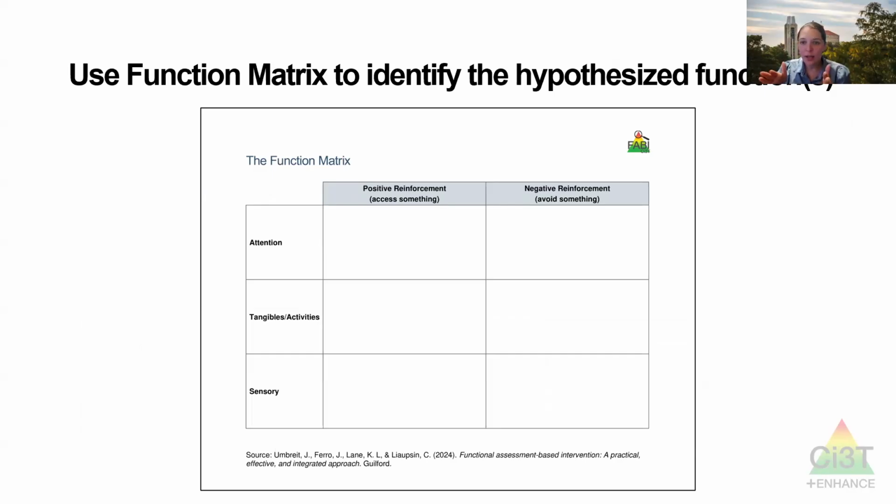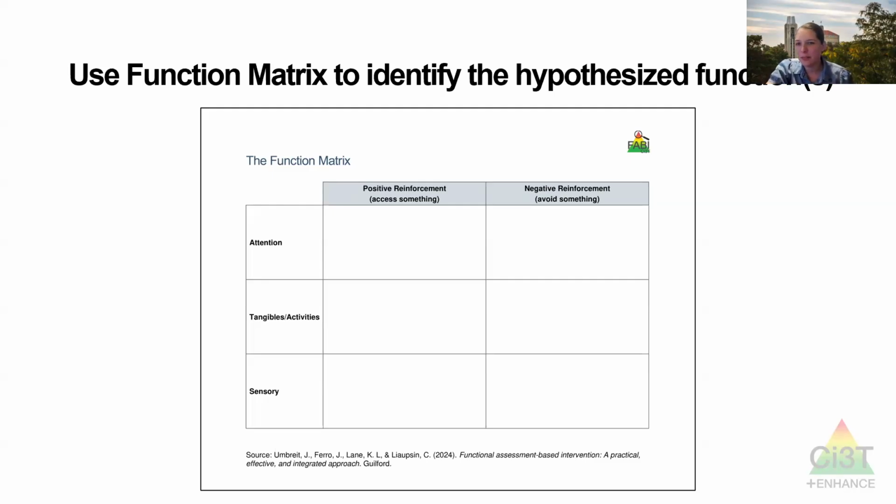Each column is a type of reinforcement. So the first column is positive reinforcement, that's accessing something. And then the second column is negative reinforcement, that's getting to avoid or escape something. And then the rows are the types of something. So you can access or avoid attention. You can access or avoid activities or tangibles, and access and avoid sensory.